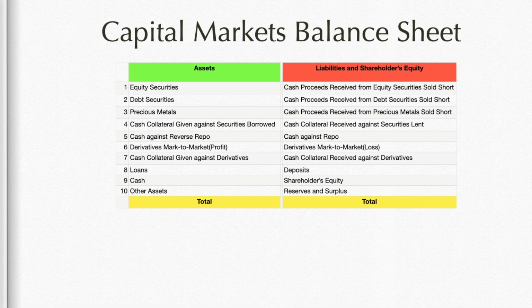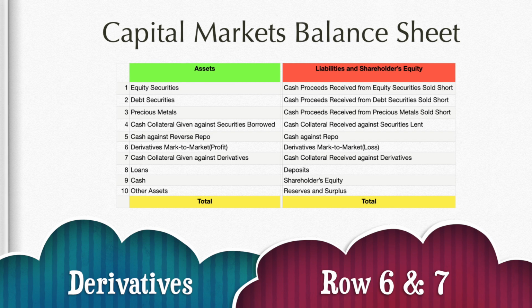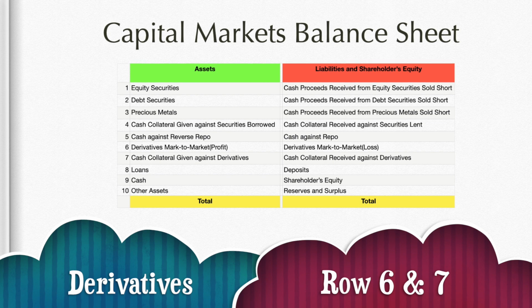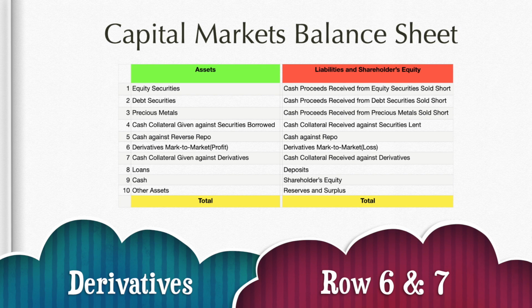Let's move now to rows 6 and 7. I want to talk about these two together as the flow of these two lines goes hand in hand. Whenever a bank has a derivative mark-to-market profit, it will also see cash collateral received against derivatives and vice versa. So usually whenever the bank enters into a derivative agreement with a counterparty, there's a clause around daily posting of margin or cash collateral by the losing party to the extent of the loss on that day. I'm sure it's a lot to digest.